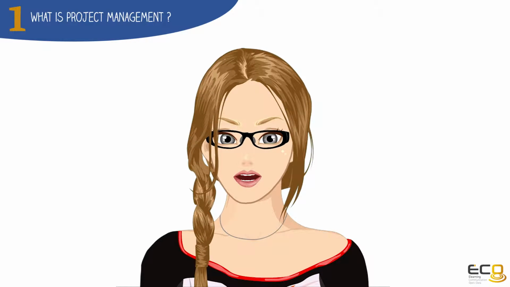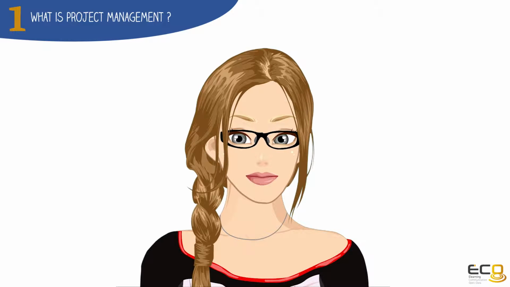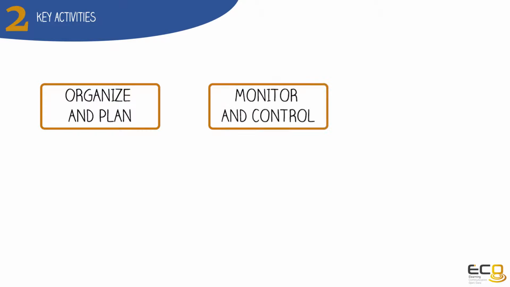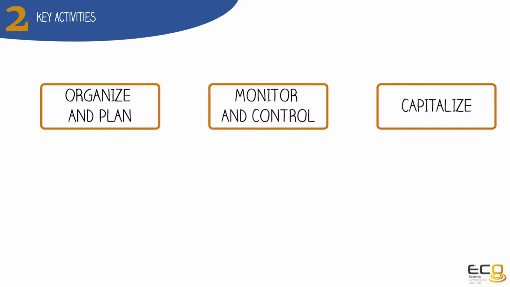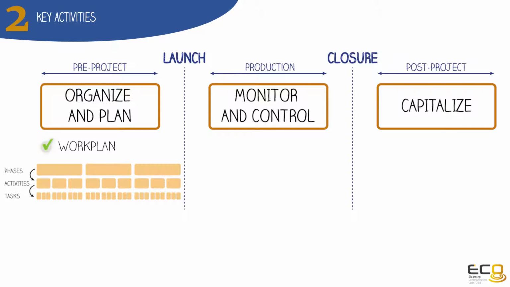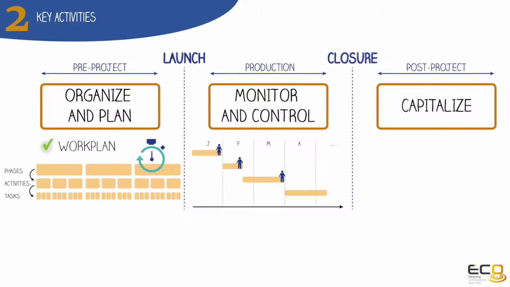Normally, it would take an entire course to learn about project management, so we will keep it simple and synthetic. We identify three main activities: organize and plan, monitor and control, and capitalize, which respectively occur before the launch of the project, during the production, and after the closure. During the first activity, you mainly have to build a work plan. Your project is divided into phases, activities, and tasks. An estimation of the duration, the work effort, and the cost is done for each task. Then, the work plan, or schedule, is constructed, and skilled and available resources are affected to the various tasks.